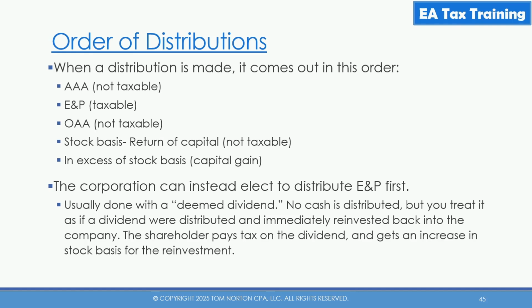Note, if it were not for them having been a C corporation, these first three things would not be an issue. If they had never been a C corporation, we would not worry about what's in AAA. There would be no E&P. We would not worry about what's in OAA. We would simply say, does the shareholder have stock basis? So if they're making distributions up to the amount of stock basis, not taxable. In excess of the stock basis, it is a capital gain. But because they did used to be a C corporation here, we do have to determine all of these things.